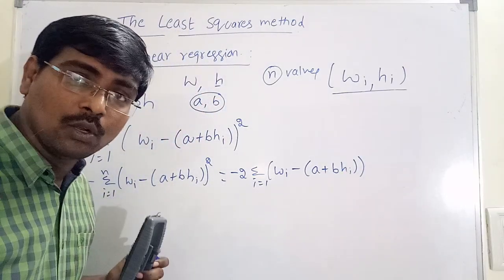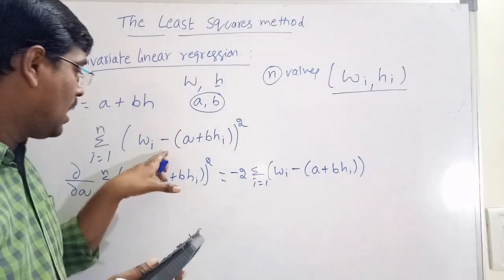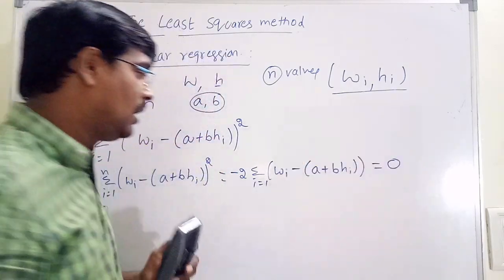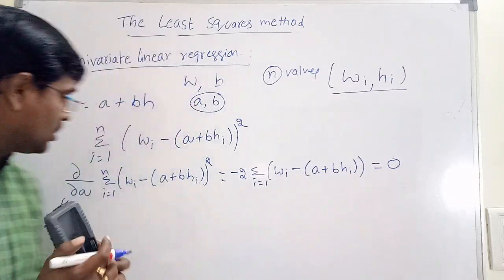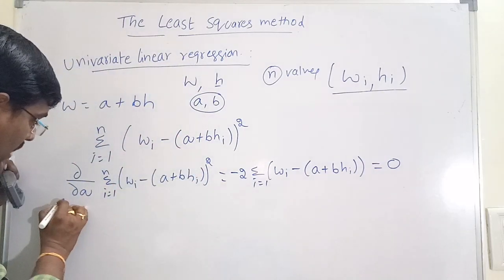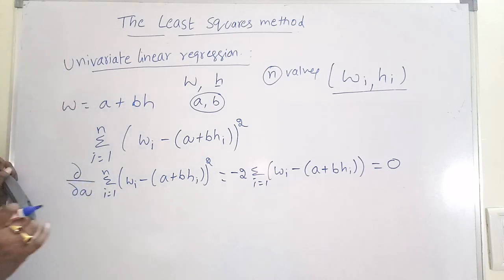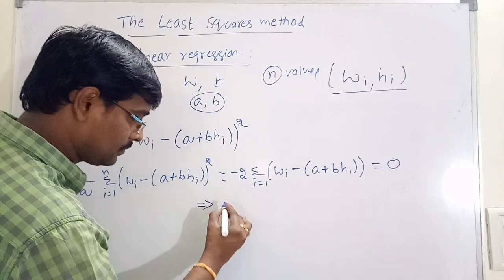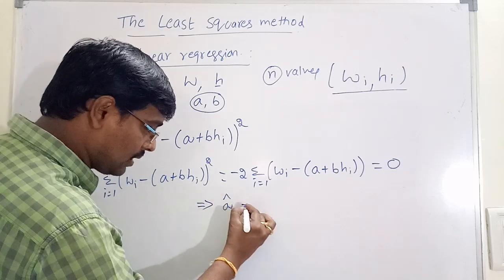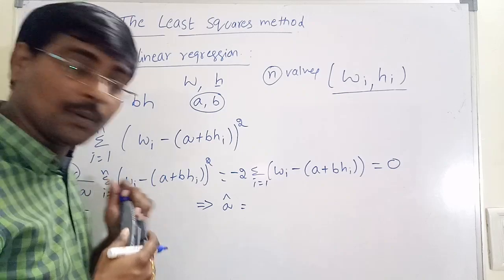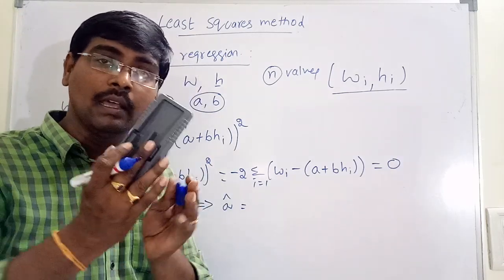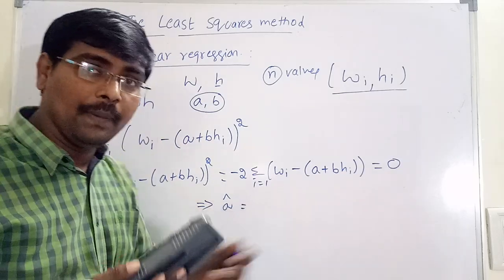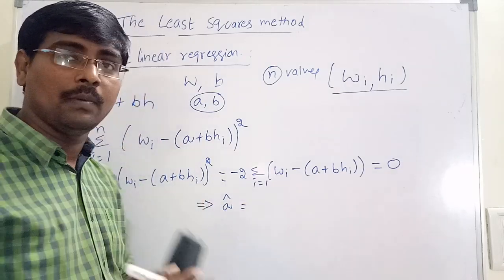To get the solution, I am equating my partial derivative to 0. For this equation, I am calculating the dou by dou A value. From this, I am getting the value A cap. We represent the estimated function f as f cap, and similarly A cap and B cap. How are we getting A cap?